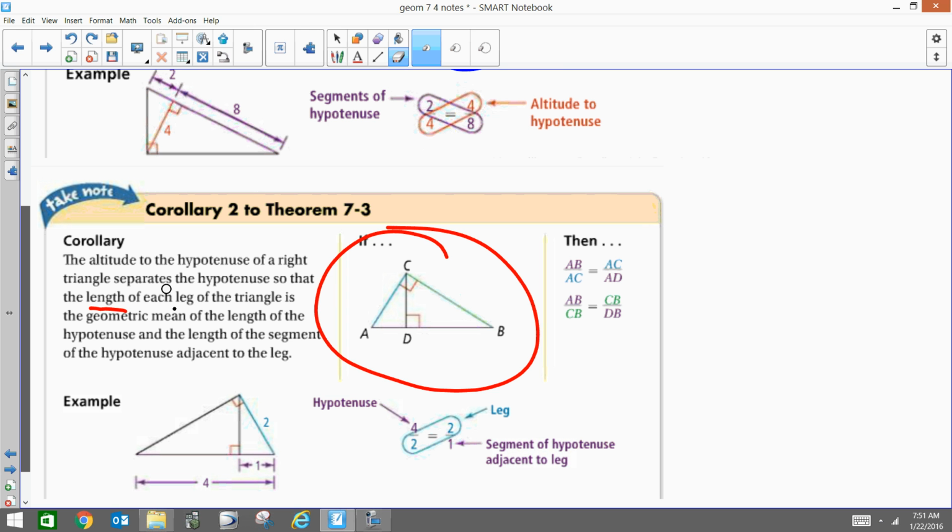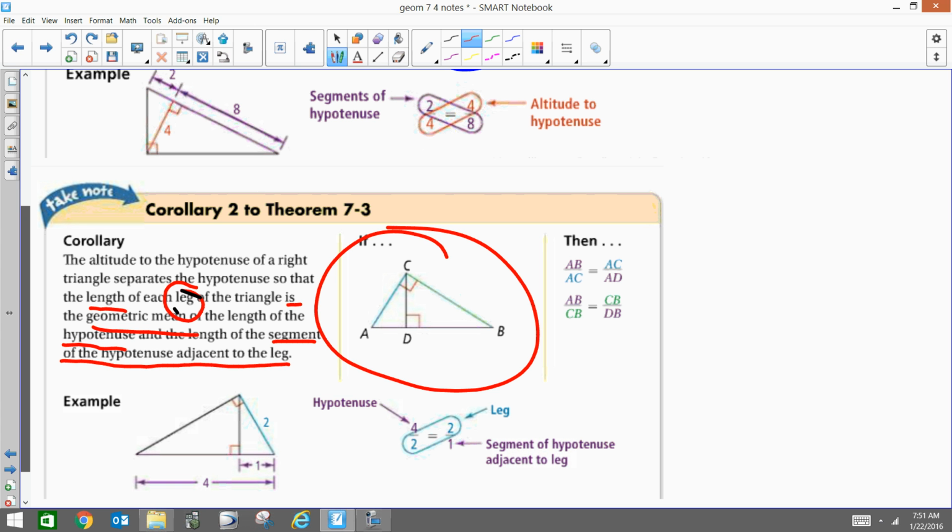The leg of the triangle is the geometric mean of the length of the hypotenuse and the segment of the hypotenuse adjacent to the leg. Okay? So a little bit more words, but you can do it.